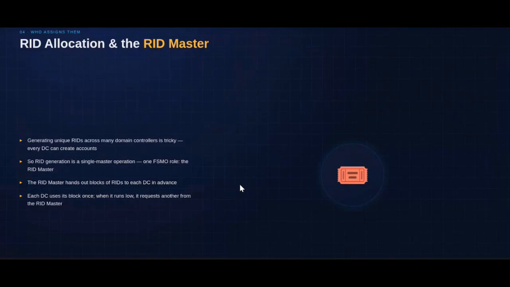Think of it like a bank issuing token books to different branches, and each branch gets its own range of token numbers. Since every branch has a different range, no duplicate tokens are issued. The RID master does exactly the same thing with RIDs. So it issues the RID values for each domain controller.